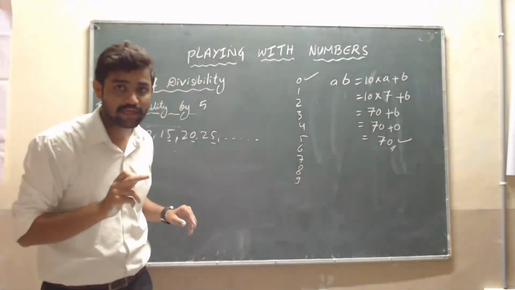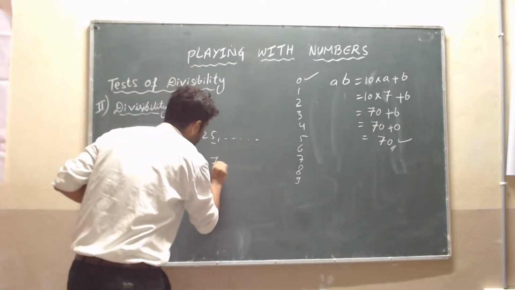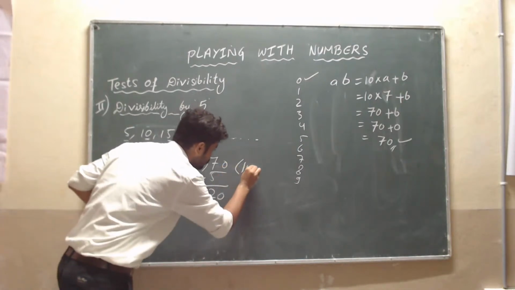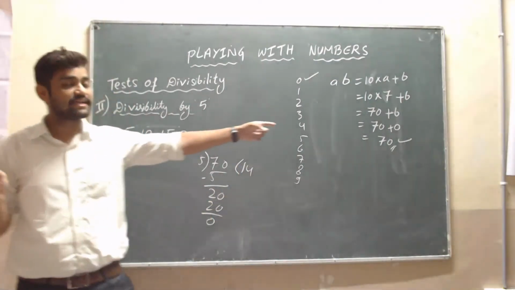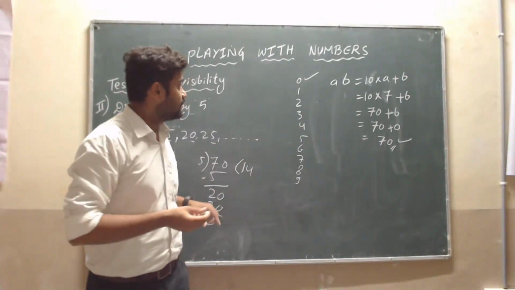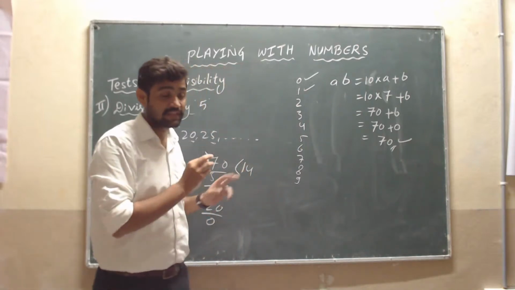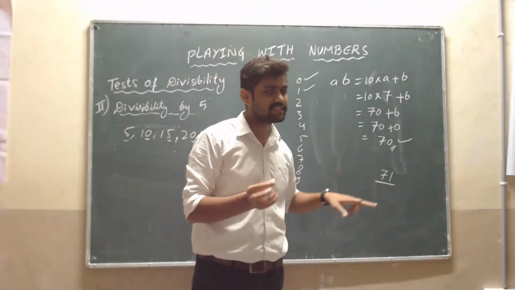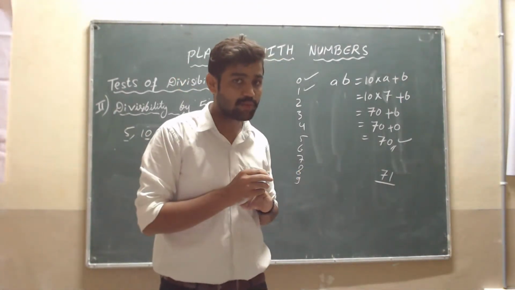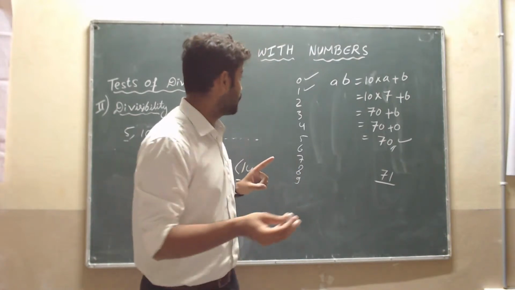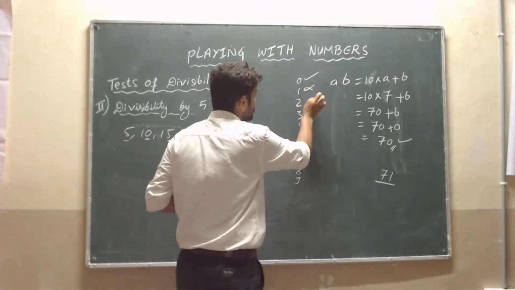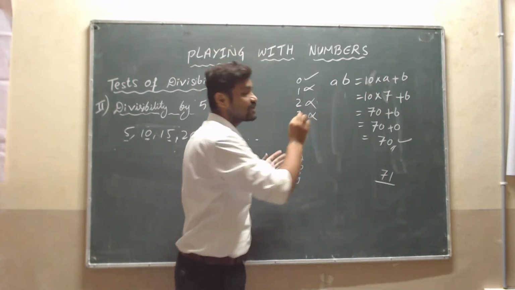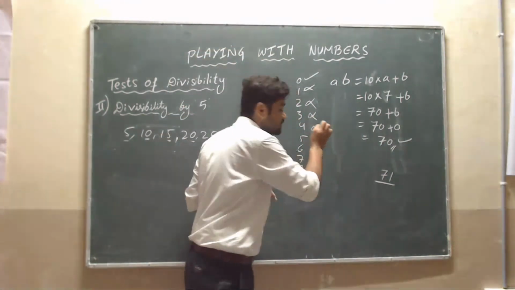Whether 70 is divisible by 5? Sure, sir. Why? Because easily we can check here: 5 fours are 20, 5 fourteens are 70. Yes, we can say that 70 is easily divisible by 5. Then put B equal to 1. It becomes 71. Whether 71 is easily divisible by 5? No, sir. Remainder is 1. Then it is also not possible. 72 is not divisible by 5. Then put 3, it is also not divisible by 5. Then 4, it is also not divisible by 5.